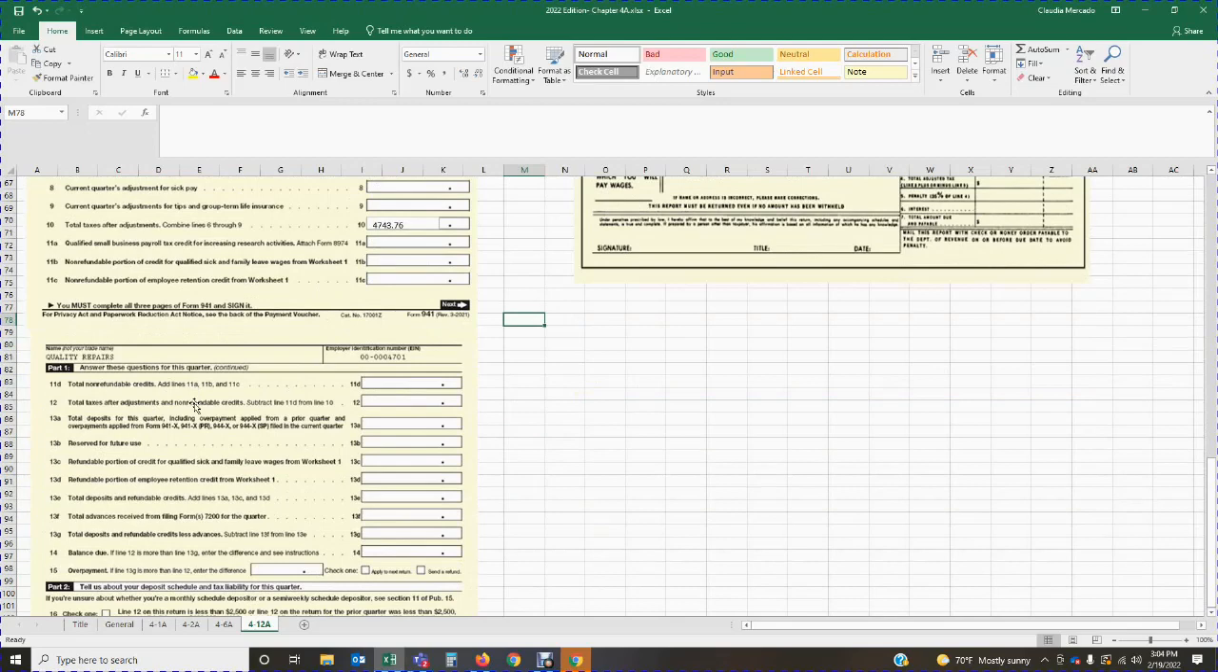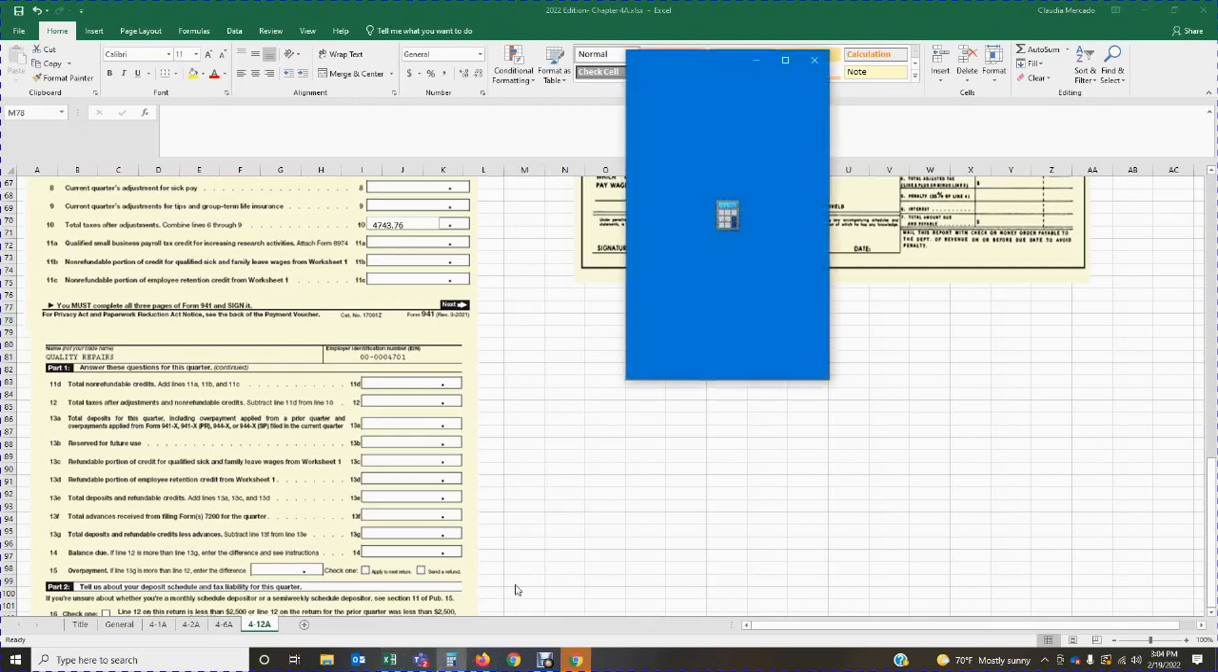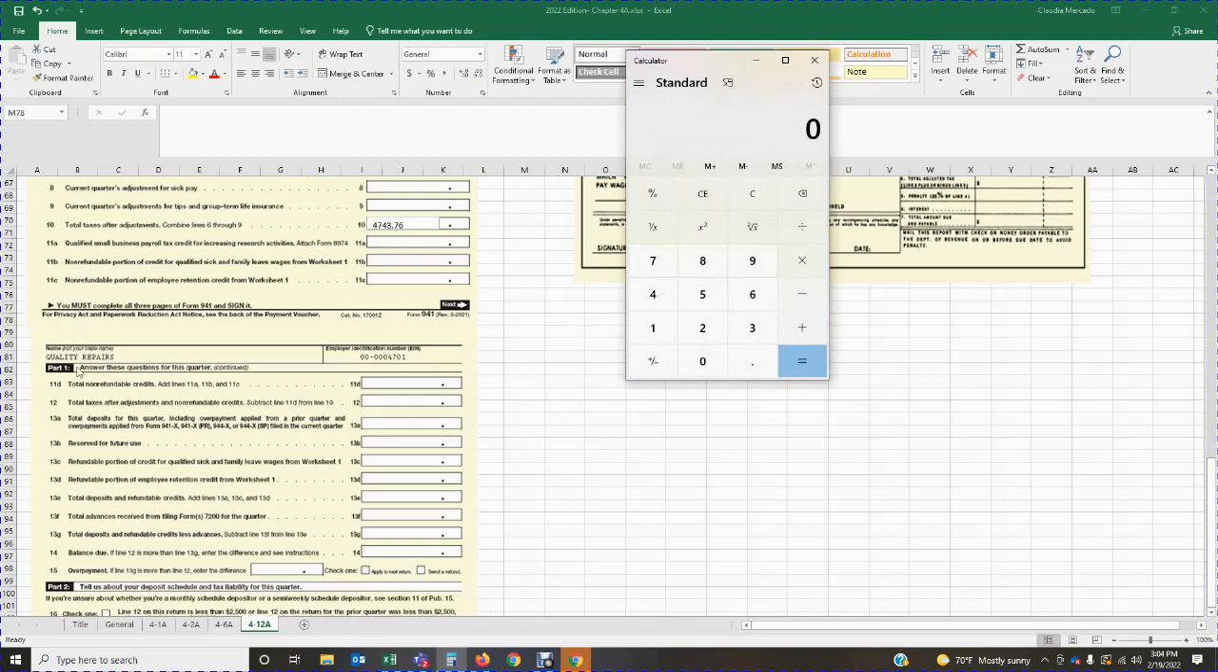Okay. Now line number 12, total taxes after adjustments and non-refundable credits. Subtract line 11D from line 10. So what is it says that we do? We subtract 11D. 11D has a 0. 0 minus line 10. Line 10 is 4743.76.